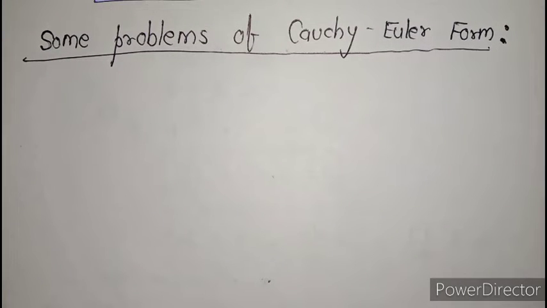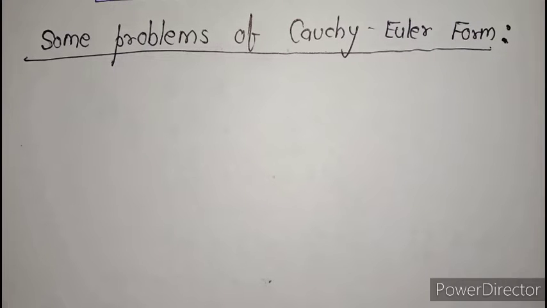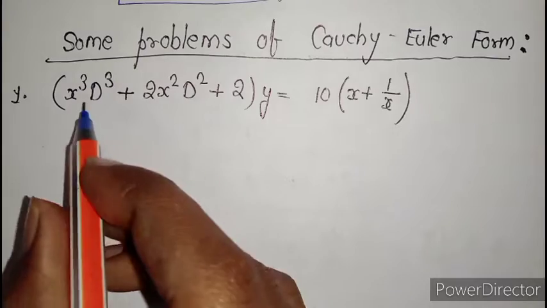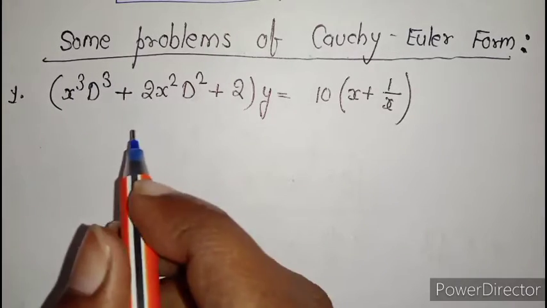In our last video, we completed a topic called Cauchy-Euler form. Today we will discuss some more problems of Cauchy-Euler form to make our concepts clearer. I am going to take some examples and give you solutions also, so that you can understand how to solve the Cauchy-Euler form differential equation easily. So this is our first example and we have to solve it.